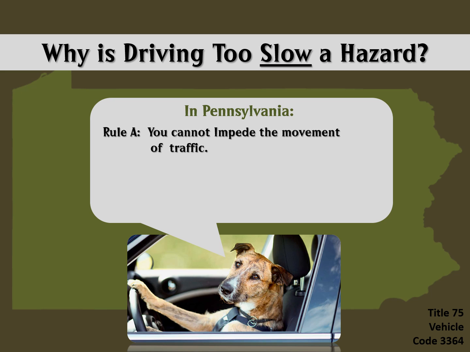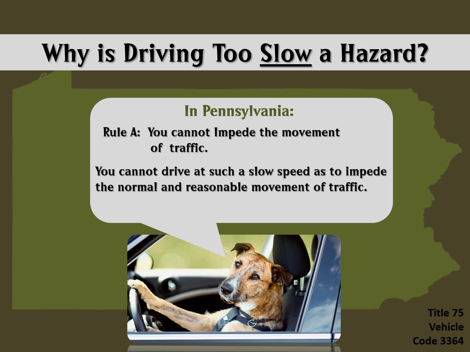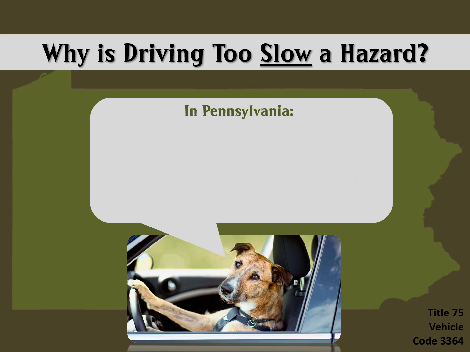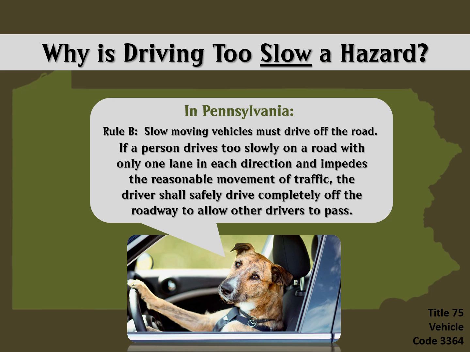Rule A, you cannot impede the movement of traffic. You cannot drive at such a slow speed as to impede the normal and reasonable movement of traffic. The word impede means to prevent. Rule B, slow-moving vehicles must drive off the road. If a person drives too slowly on a road with only one lane in each direction and impedes the reasonable movement of traffic, the driver shall safely drive completely off the roadway to allow other drivers to pass.